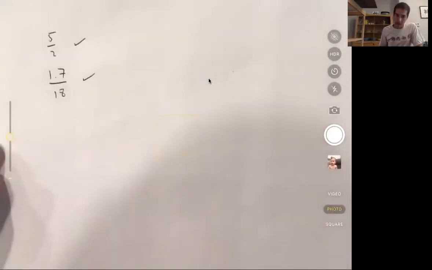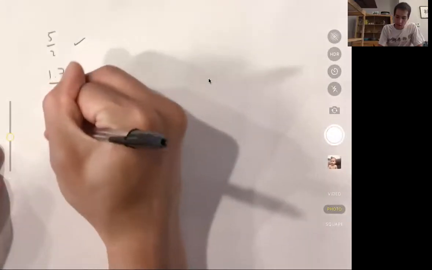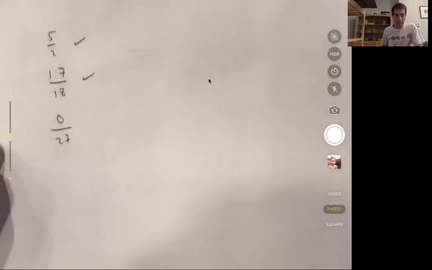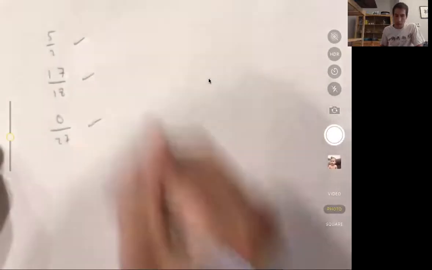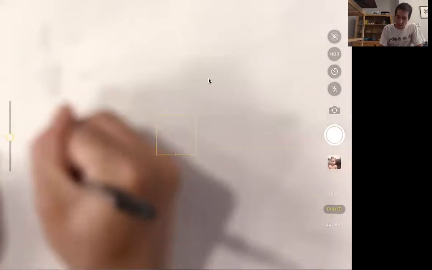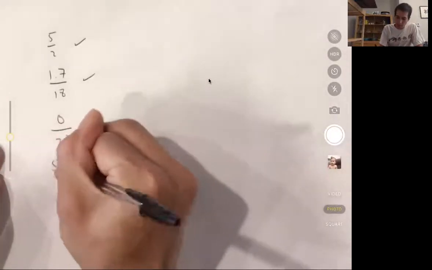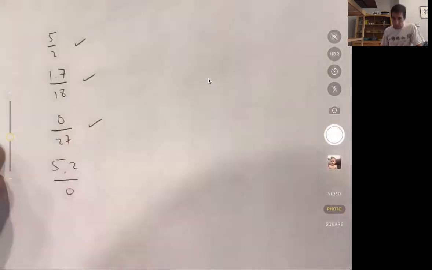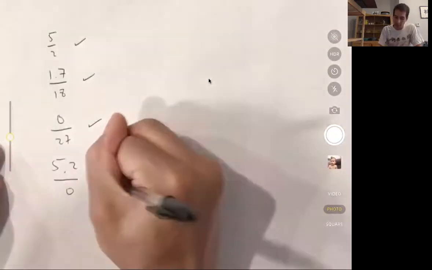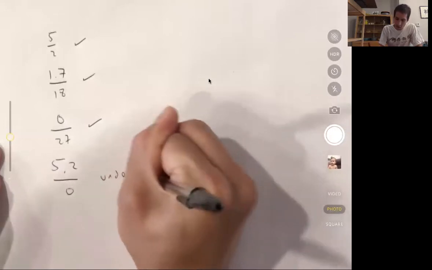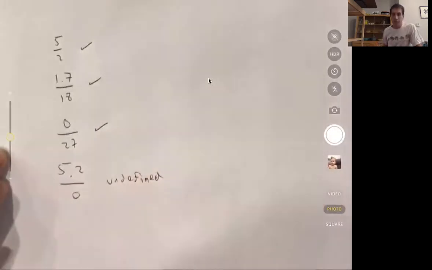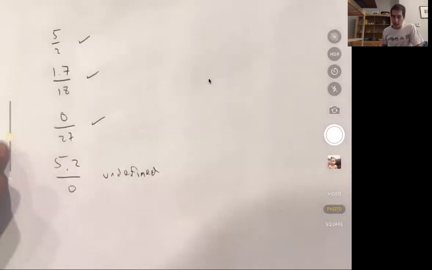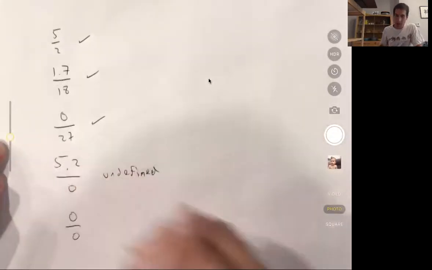If I write down a fraction that's, say, 0/27, okay, this is an easy one. You can calculate what this is. But if I write down a fraction that's, say, 5.2 divided by 0, then we're in trouble. This is undefined. This is an undefined fraction. And if I write down even, let's say 0/0, this is also undefined.